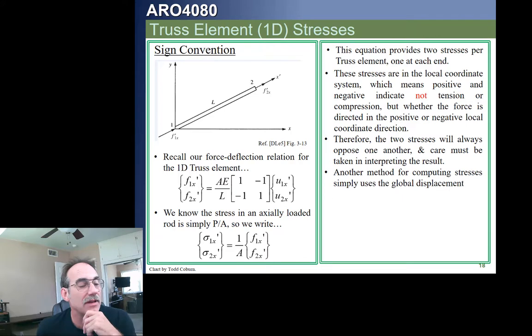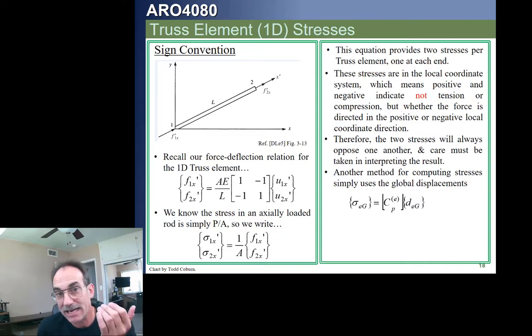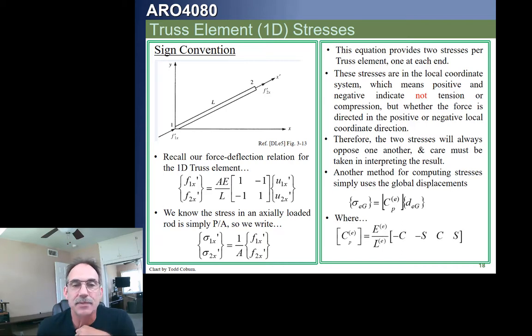Another method for calculating our stresses is simply to use the displacements with Hooke's law. Remember, our stress is simply E times the strain, right? And we can use that since the strain is simply the displacement divided by the original length. We can then take the modulus divided by the original length of the element and multiply by this transformation matrix, and that gives us this little matrix here. We can just take our global deflections and multiply by this C sub P of the element. Okay?